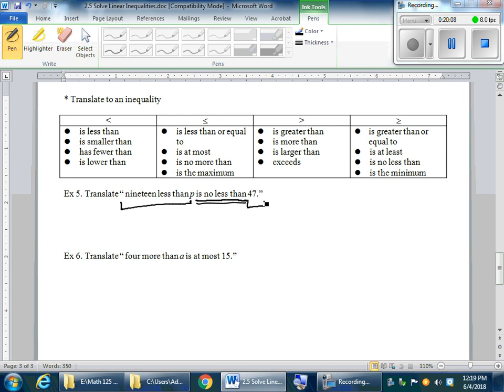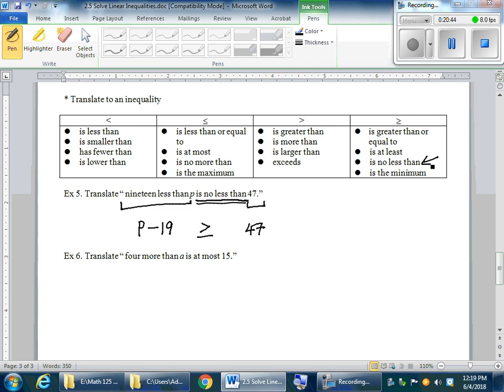Less than is something you have to be careful with when you translate because it flips around. So 19 less than p is p minus 19. And then on the right hand side is 47. It is no less than, so that means the value cannot be less than 47, meaning the value must be greater than or equal to. So right here, no less than.